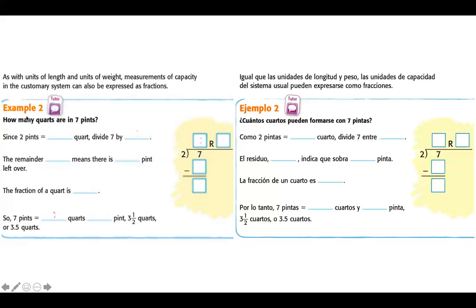Alrighty. So, since 2 pints equals, how many quarts do they equal? Let's find out. And usually I keep that table for you to help you.